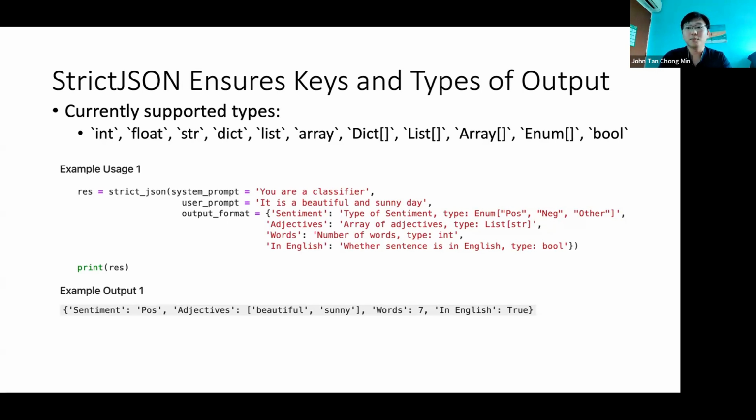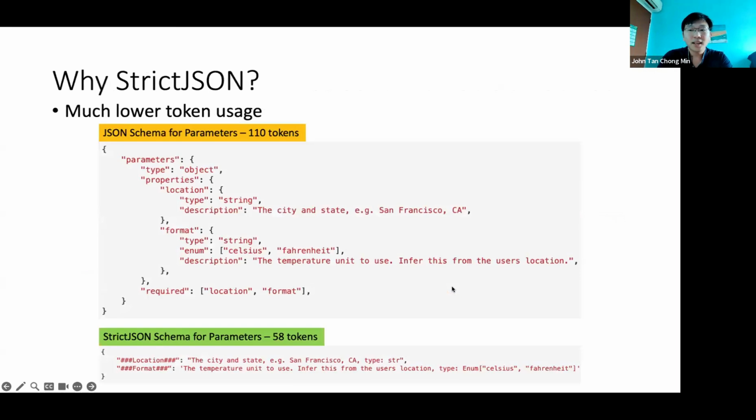It works well with GPT, Llama, Claude, Gemini, and so on. You can try out your own LMs and see whether it works. So why StrictJSON? Why not use the typical Pydantic or JSON schema? This is actually a slide I wanted to emphasize. This is also in the paper.